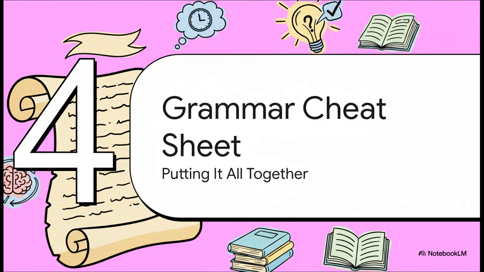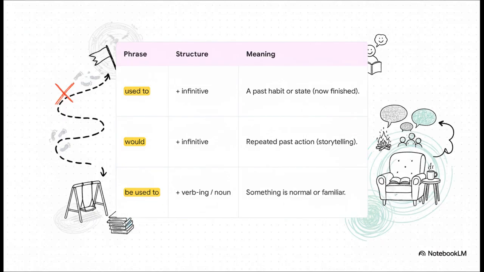Okay, wow. We've covered a ton of ground. So let's wrap it all up with a final cheat sheet so you can see everything side by side, nice and clear. And here it is, the final breakdown. Used to plus an infinitive verb for past habit or state that's completely finished. Would plus an infinitive for telling stories about repeated actions in the past. And be used to plus a verb-ing or a noun for something that feels totally normal and familiar to you right now. Three distinct tools for three completely different jobs.